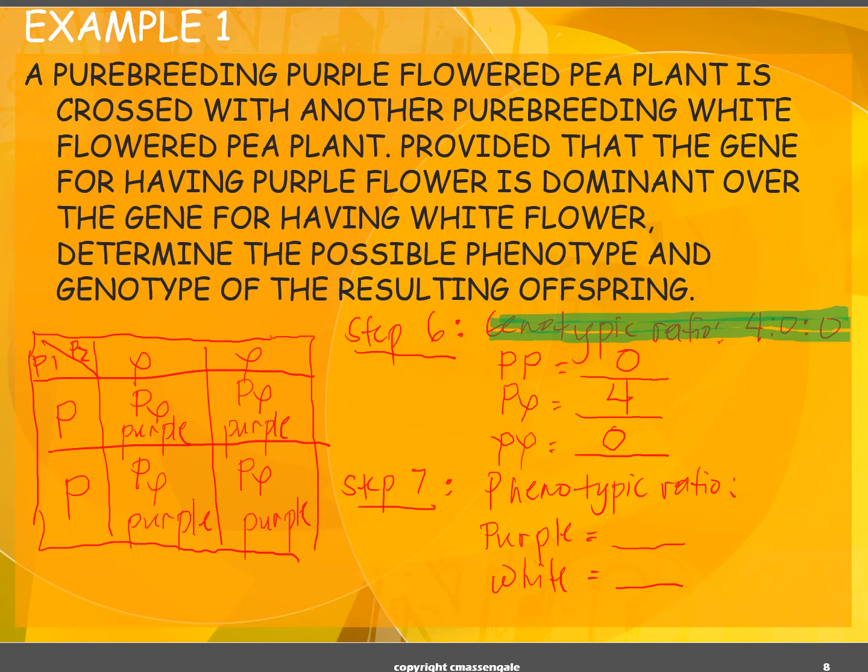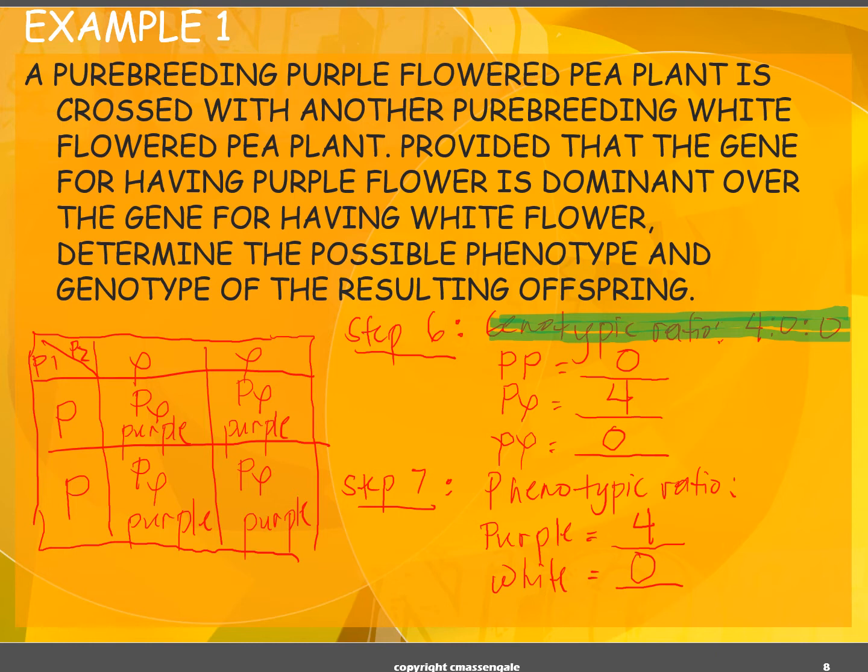So, we have 4 purple. So, you will write down here 4. Okay? Now, let's continue with white. Tingin ulit tayo dito sa Punnett square. How many of the offspring are white? Obviously, the answer is none. So, walang white na lumabas. So, the answer here is 0.